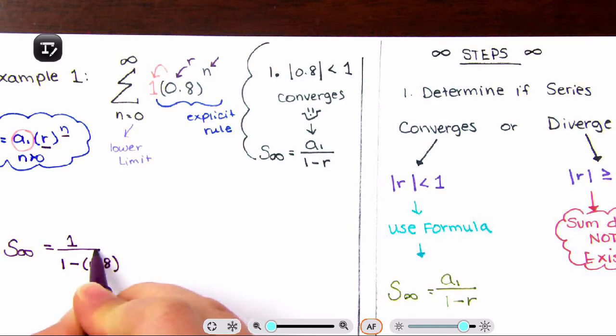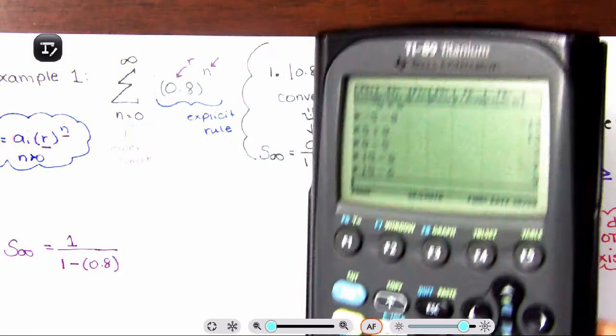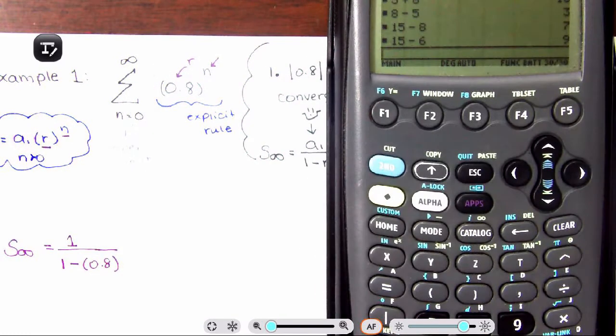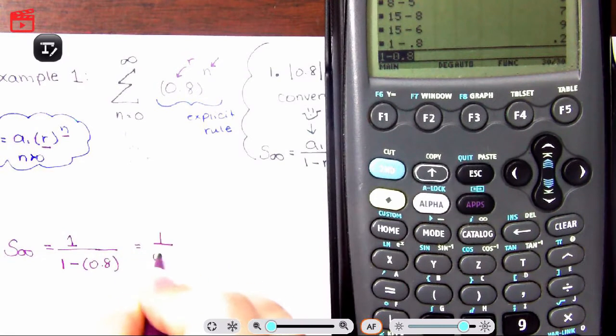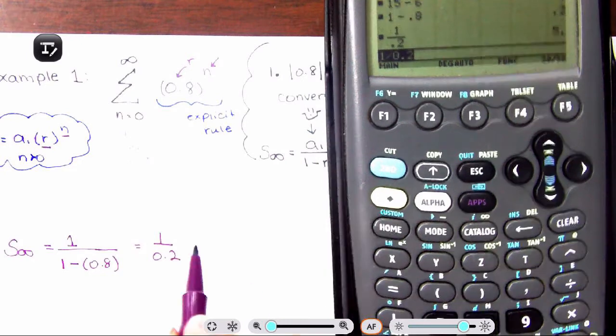Calculator time. Whenever you do this, I like to use the calculator to do the denominator first. So I have 1 minus 0.8. That is 0.2. So I'm going to have 1 divided by 0.2. 1 divided by 0.2 is 5.